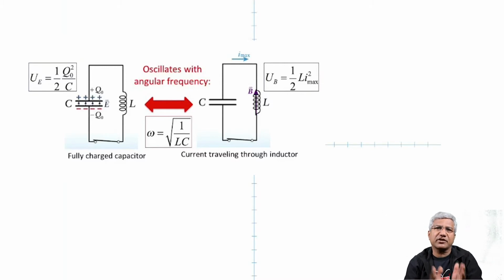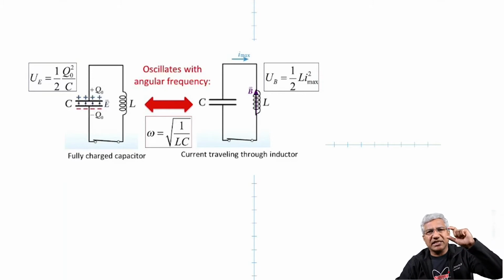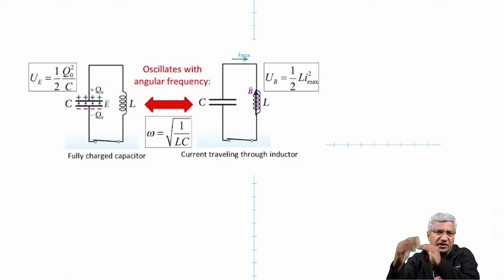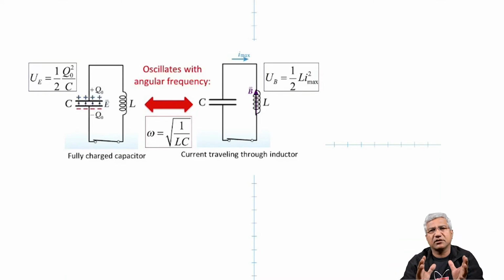But in an ideal circuit where there is no resistance, what's going to happen is the electrostatic energy of the capacitor will become the magnetic energy of the inductor and then go back and forth. So energy oscillates between electric and magnetic. That's why it's called an oscillator, just similar to mechanical oscillations.